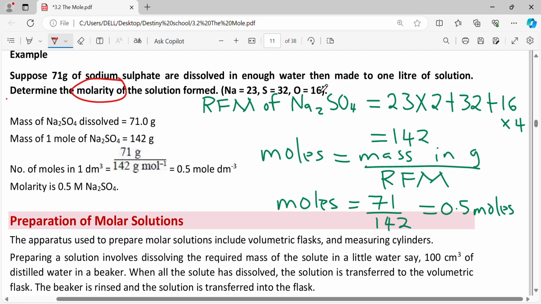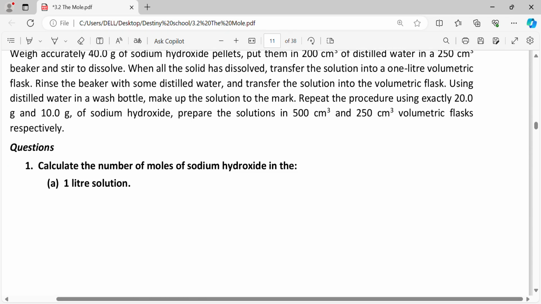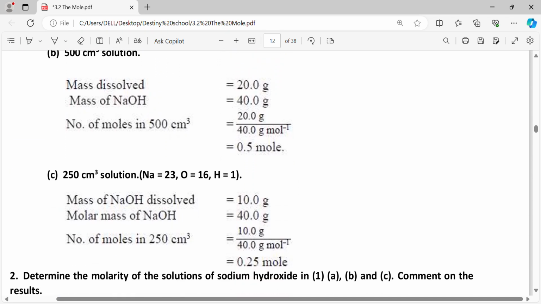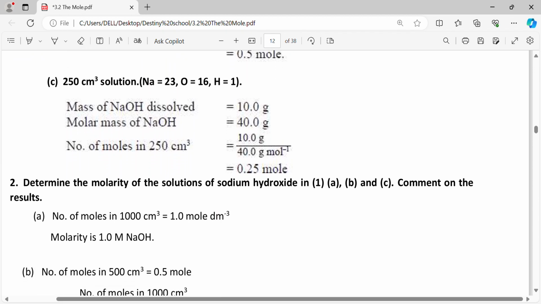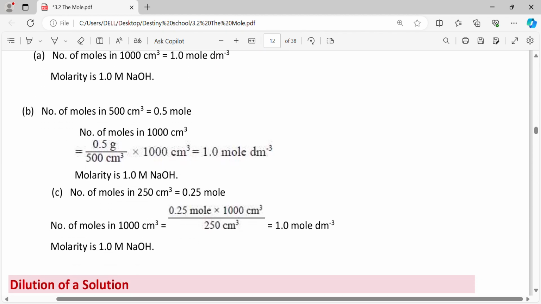So it was dissolved in 1 liter of the solution. So already our 0.5 is the moles because it was already dissolved in 1 liter. So the 0.5 is just our answer, molarity. So molarity is 0.5. That becomes our answer. Because it was already in 1 liter, it is already our answer. Because molarity is the number of moles in 1000 cubic centimeters.